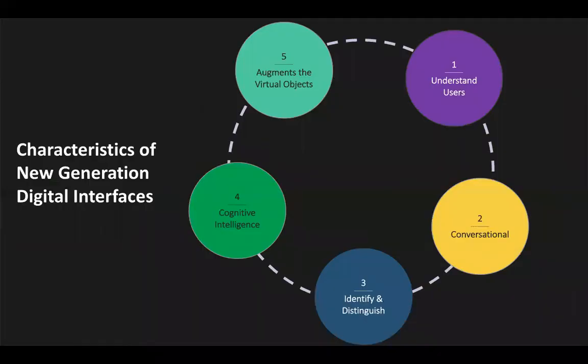Now that we've considered the landscape of these new gen interfaces, let's look at a few interesting characteristics that they incorporate, all of which have an impact on testing. From the top right, starting at number 1, we have the understanding users. Number 2, the conversational element. Number 3, at the bottom, we have identifying and distinguishing both objects and users. Number 4 is these interfaces tend to have a form of cognitive intelligence. And number 5 at the top left, the ability to augment the virtual objects.